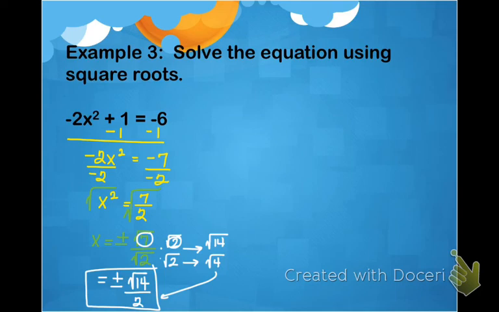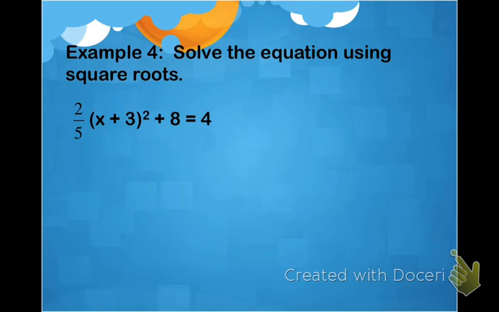If it did come down to something like x squared equals negative 5, you can't square root a negative. So for now, we're just going to say that that has no real solutions. We are going to talk about a way around that in a couple of days.